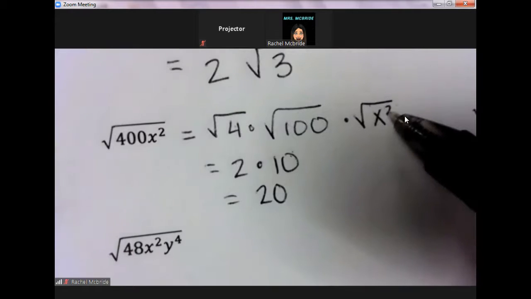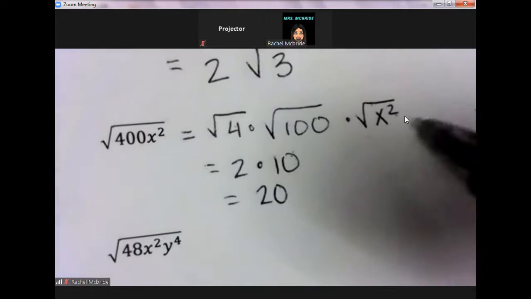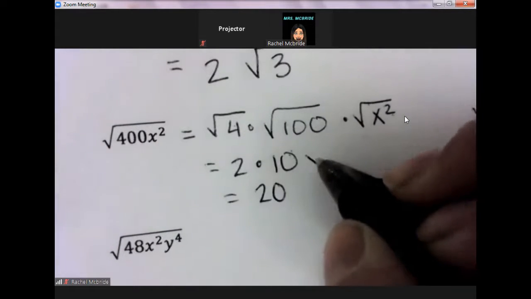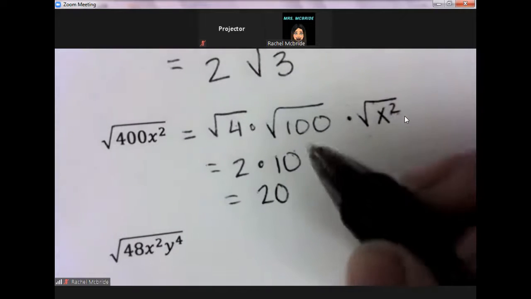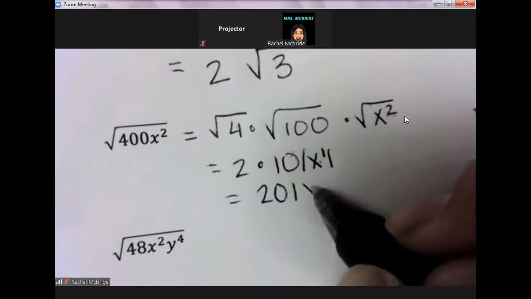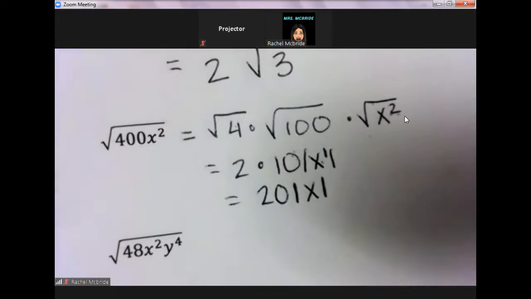The square root of x squared, the rule is you take the exponent and divide it by 2. So you get 1. But this is even, that is odd. So it's 20, absolute value of x.